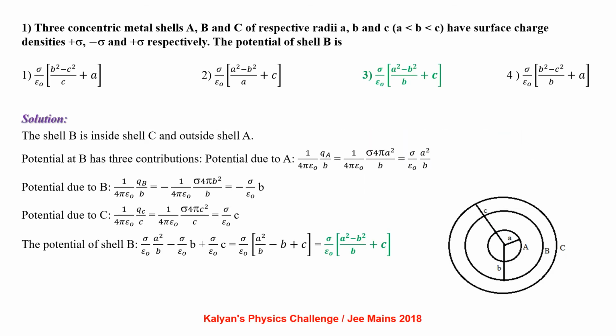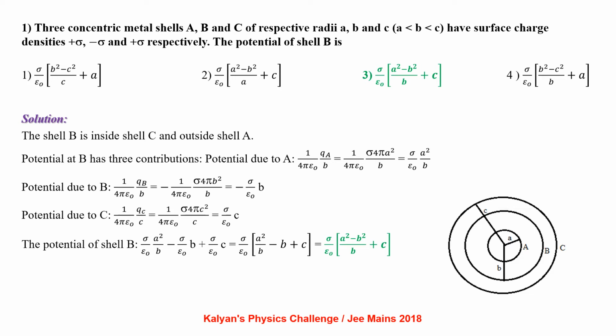Three concentric metal shells A, B and C of respective radii a, b and c, where a is less than b less than c, have surface charge densities plus sigma, minus sigma and plus sigma respectively. The potential of shell B is: the shell B is inside shell C and outside shell A. Potential at B has three contributions.